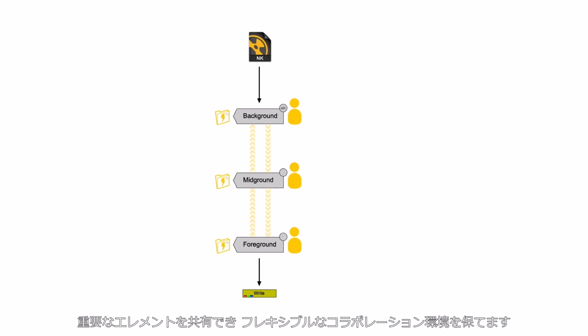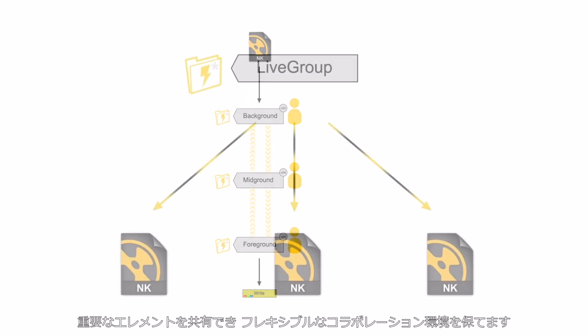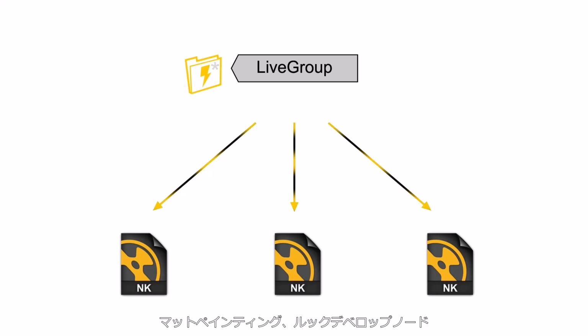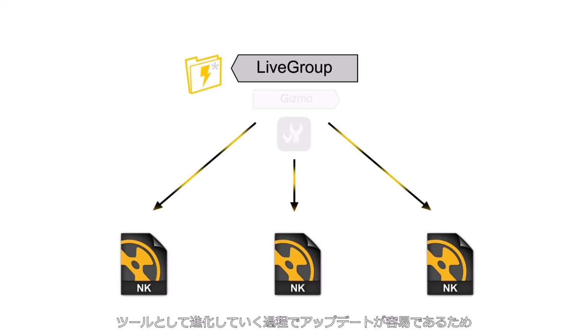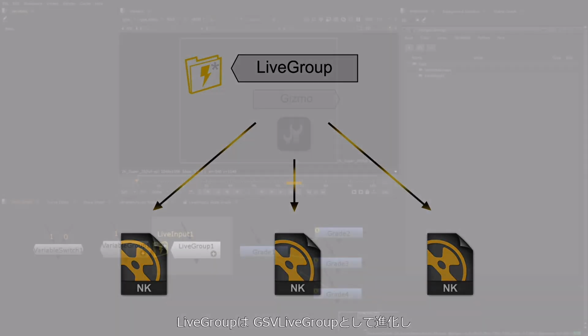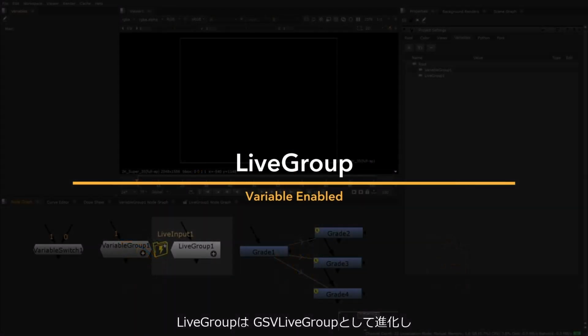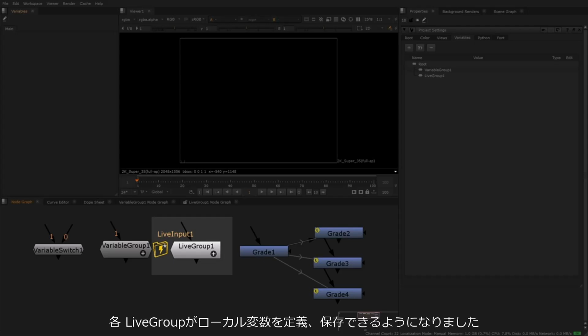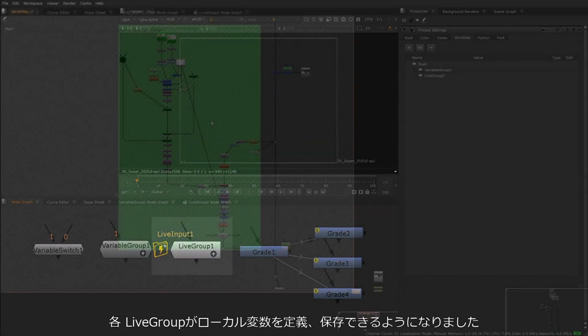It allows you to maintain a more flexible, collaborative environment by separating critical elements like matte painting, look dev nodes, roto, or general effects setup into shared, updatable templates. It's also a great alternative to a gizmo because it can easily be updated as the tool evolves and everyone will receive the changes. Live groups are now variable enabled, taking this concept further by allowing each live group to define and store local variables.